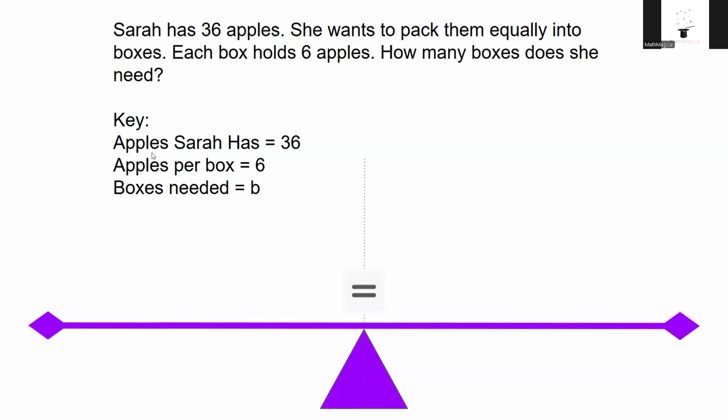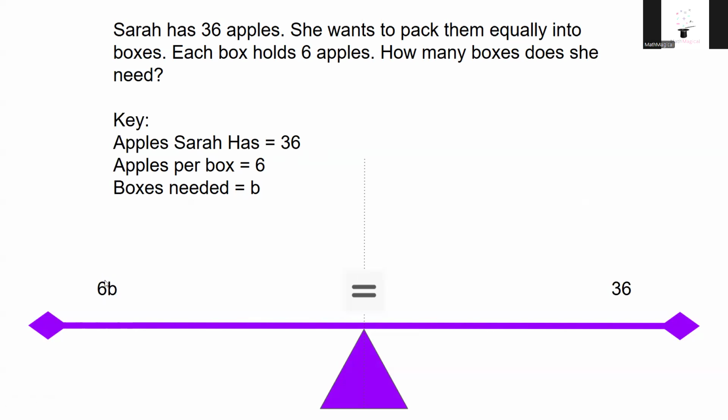So in our key, we show that apples Sarah has equals 36. Apples per box equals 6, and the boxes needed, we're going to make that the variable b. Remember, variables can be any letter or symbol we use to represent the number we're trying to find. So we'll set up our equation as 6 times b, so 6 apples times the number of boxes equals 36.